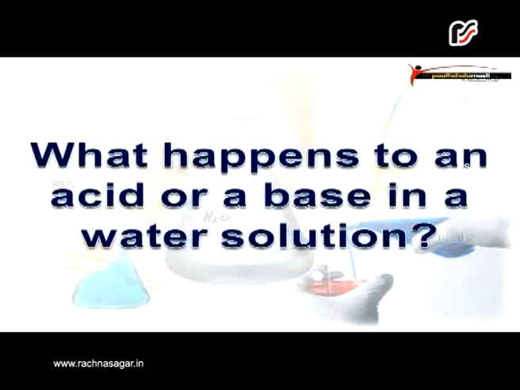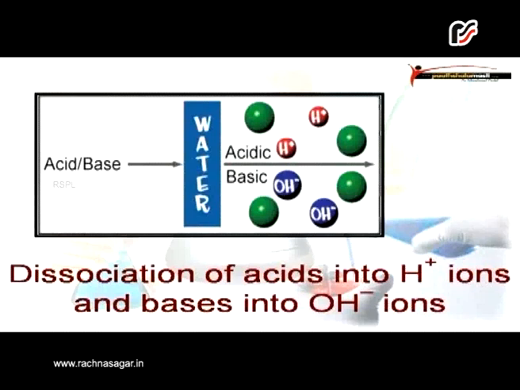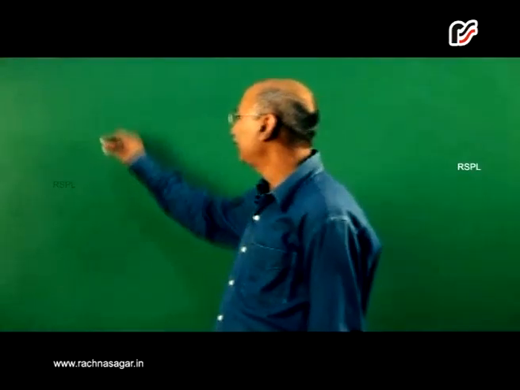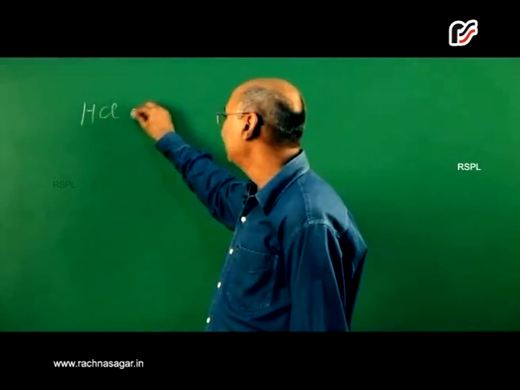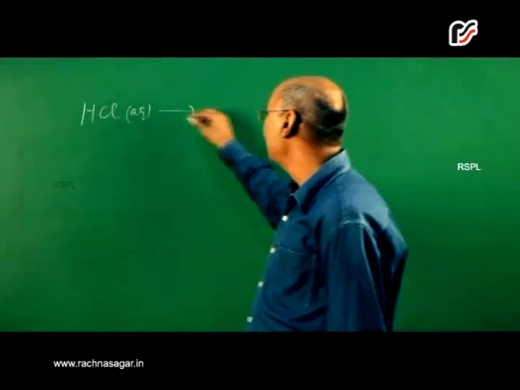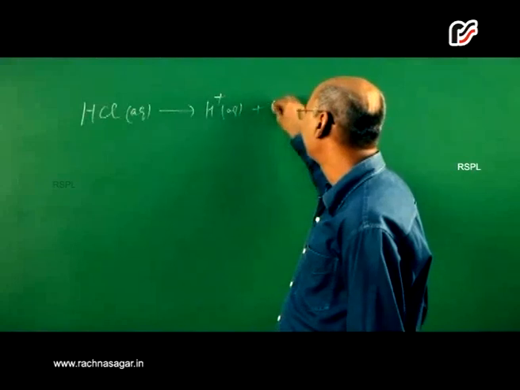What happens to an acid or base in a water solution? Now we are going to take up what happens when acids and bases are dissolved in water. When acids are dissolved in water, they give H positive ion in aqueous solution, whereas when bases are dissolved in water, they give OH ion in aqueous solutions. For example, HCl when dissolved in water will form H positive ion plus chloride ions.